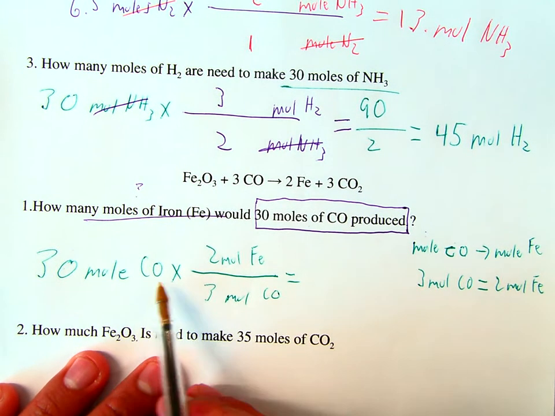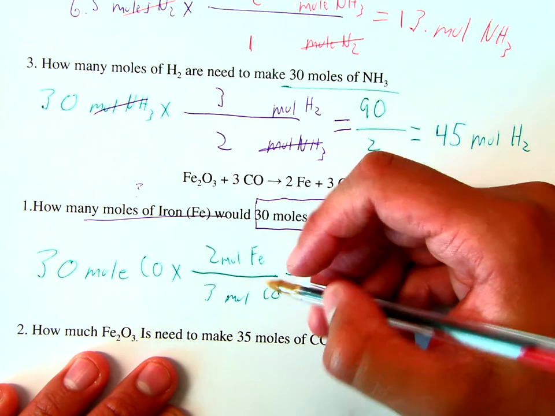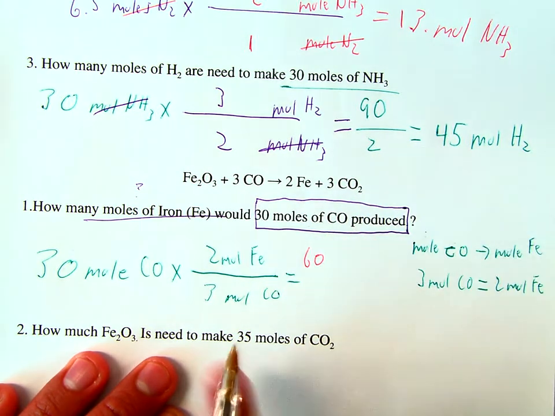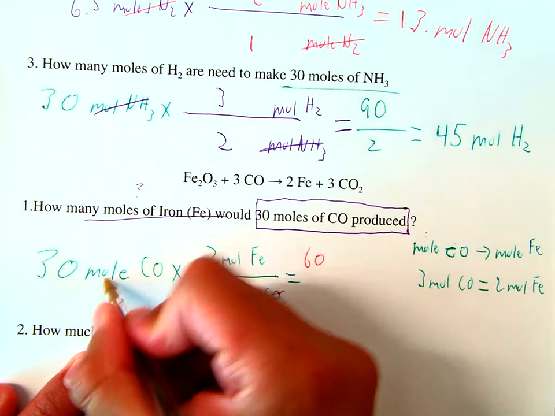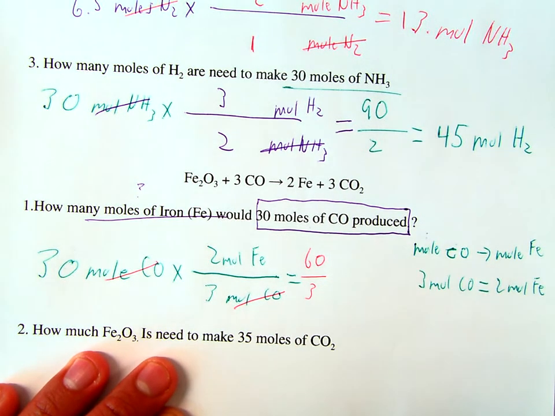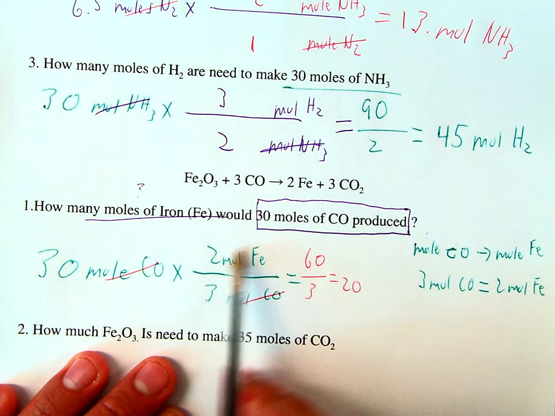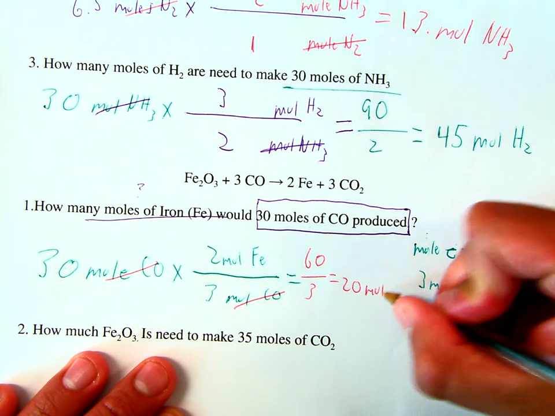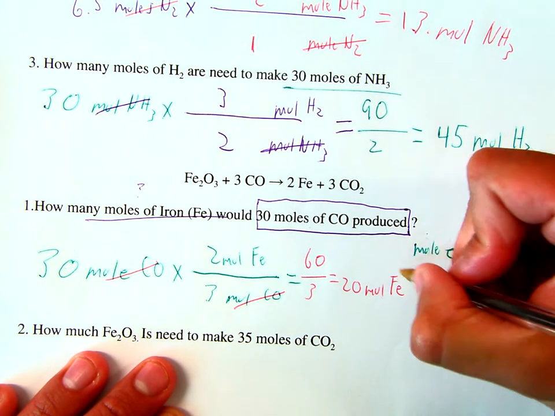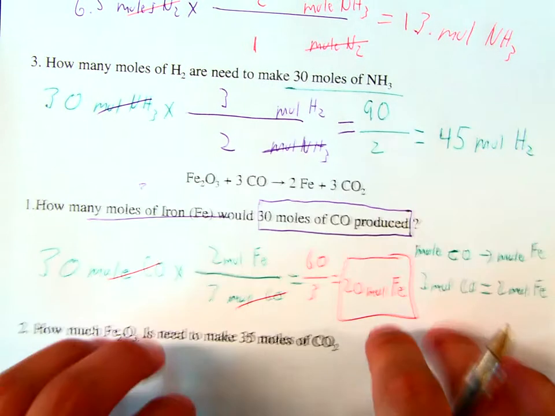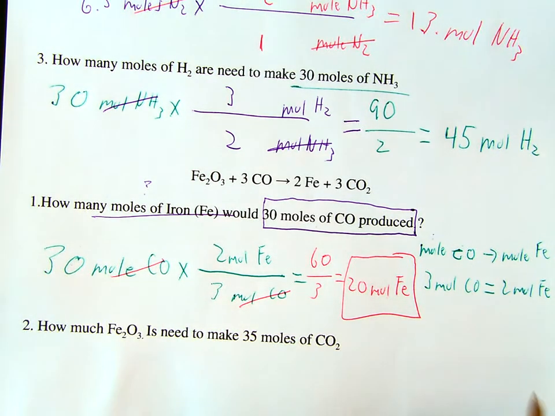so I have 30 times 2 is going to give me 60 divided by my bottom number, which is 3, right? So 60 divided by 3 will give me 20. My units that are left over are moles of Fe. That is my final answer. Okay? So if this helps, list these steps. If you feel like you can just do it by listing the units, then just list the units.